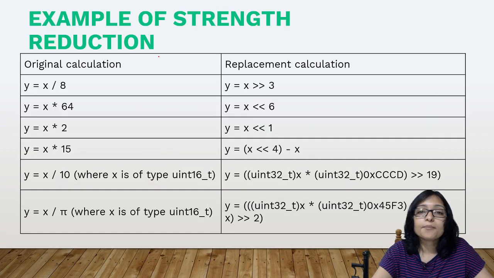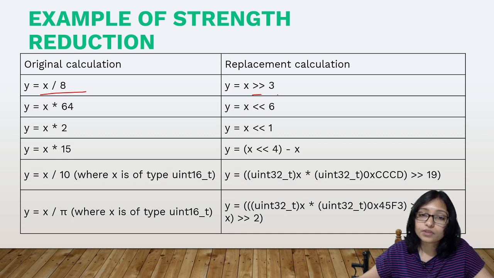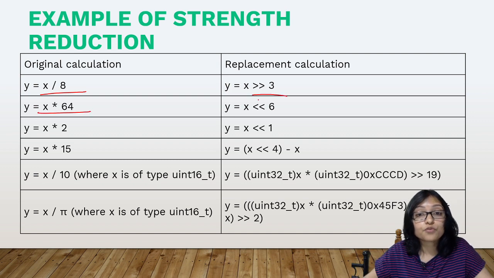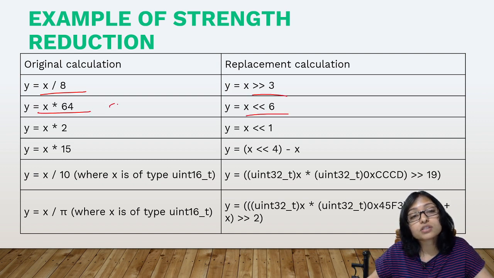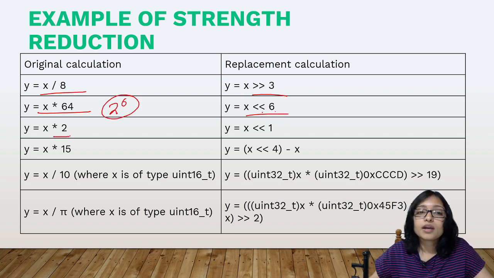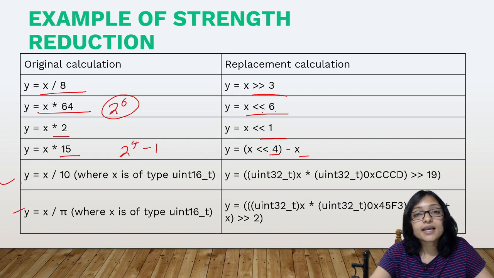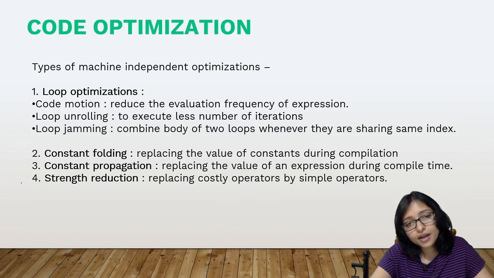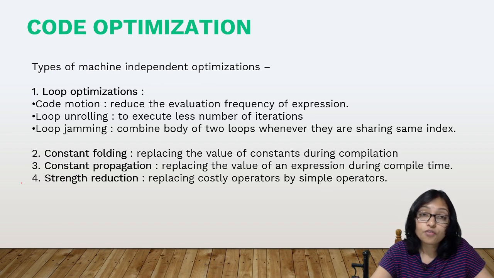Here are some more examples of strength reduction, like x by 8. When we are doing 64, the concept comes from here: 2 to the power 6 means left shift by 6 bits. Multiplying by 15 is 2 to the power 4, which is 16, minus 1, so left shift 4 minus x. And here is another example. So these are examples of strength reduction of the operator.